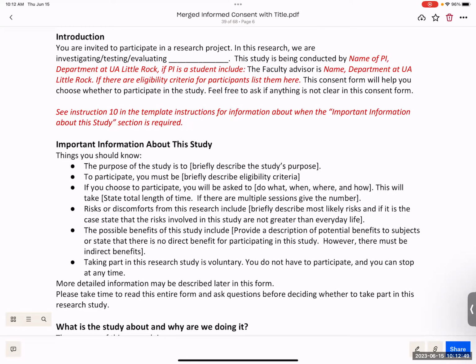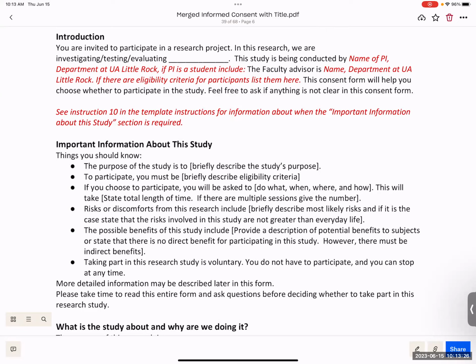The next thing in the informed consent template is called important information about this study, which is also referred to as a key information section. And this key information section is required in certain situations. So some of these include federal grants, complex studies, studies that have vulnerable populations, instances in which the consent form is longer than 2 double-spaced pages, or other cases in which the IRB determines that it's really helpful to participants to have this information early.